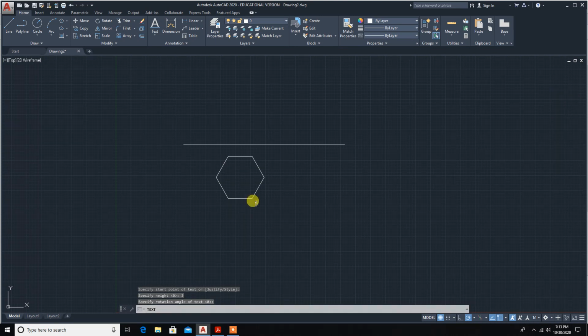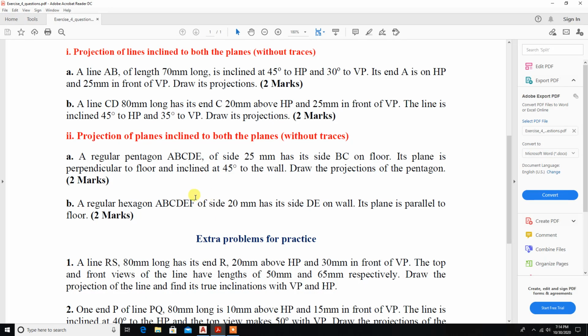So A, B, C, D, E, F. Because here in the question, regular hexagon ABCDEF of side 20 mm has its side DE on the wall and the plane is parallel to the floor.